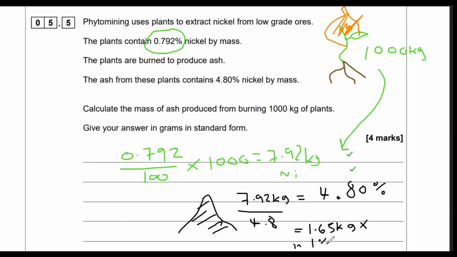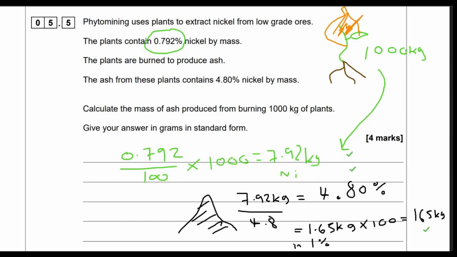So that's in 1%. So how much in 100% of the ash? So in 1% of ash, there's 1.65. So I'm going to times 100. There is 165 kg in 100% in the ash. So that's going to get me another mark.